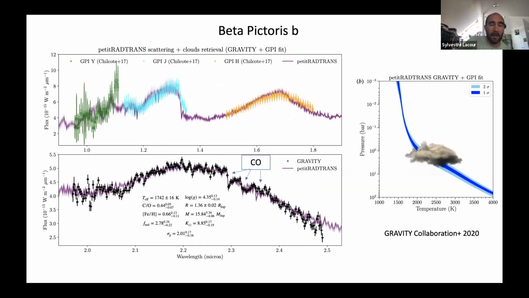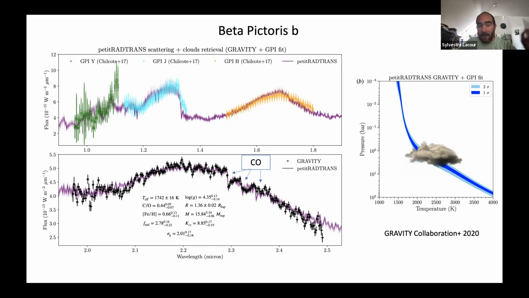The second byproduct of our GRAVITY observation is the spectrum. Of course, as I said, thanks to the angular resolution of GRAVITY, you have a very precise way to disentangle the speckle light coming from the star. And by doing that, you can retrieve a very precise spectrum of your object.